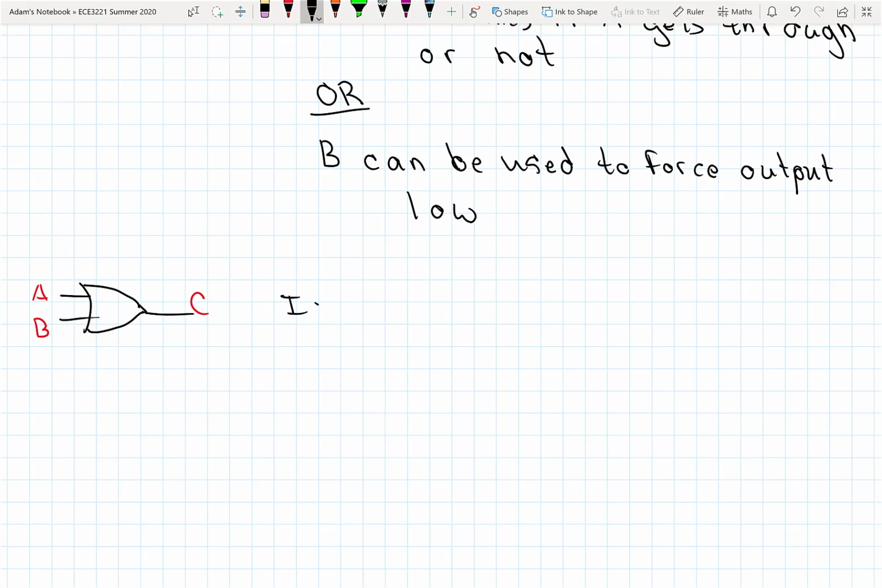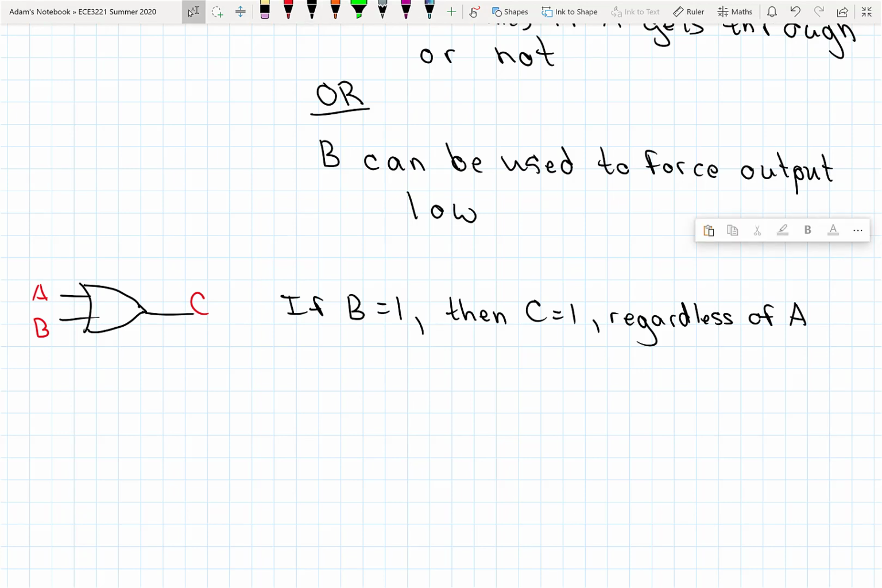Let's think about this OR gate in a similar way as we did above. Well, if B is equal to 1, then my output C is going to be 1 regardless of what is happening on A. Whereas if my B is a 0, then C is going to be equal to A.